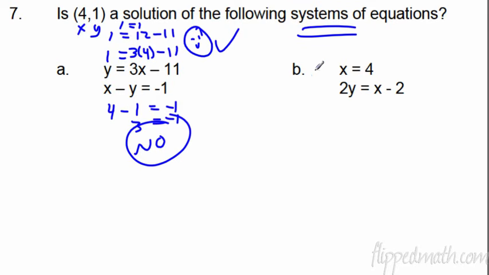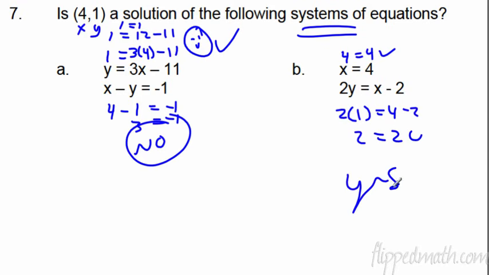Let's try B. B, it says x equals 4. So x is 4 and y is 1. So if I plug a 4 into x, you get 4 equals 4. We're good there. Okay, y is 1. So is 2 times 1 equal to 4 minus 2? We get 2 equals 2. So the answer to this one is yes. So we're done with that problem.